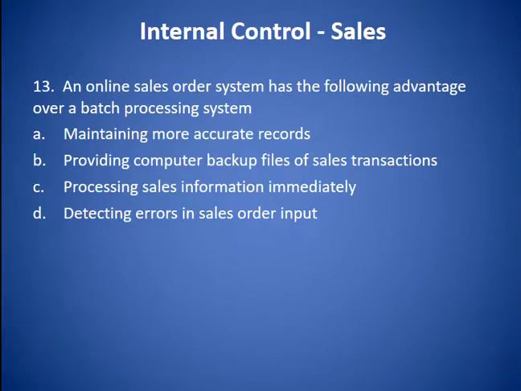Okay, let's go on to the final question on internal control over sales, question number 13. An online sales order system has the following advantage over a batch system. So this goes back to our batch versus online processing slides that we went over also in our class. And again, you are given a selection of four answers. Go ahead and study those answers. Stop the video, and when you've made your selection, go ahead and restart the video.